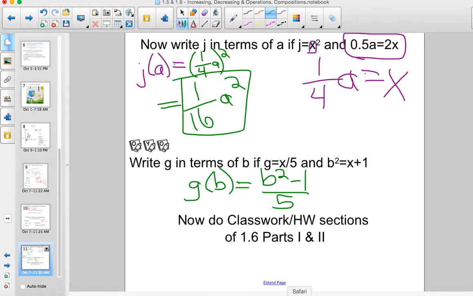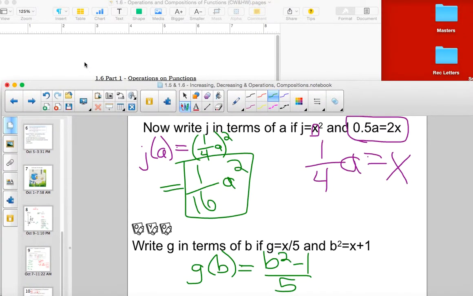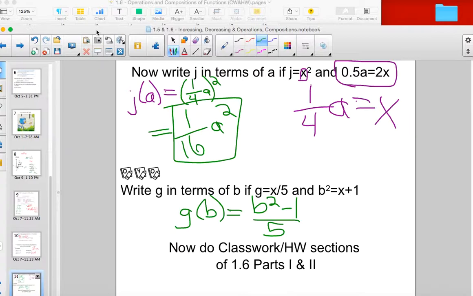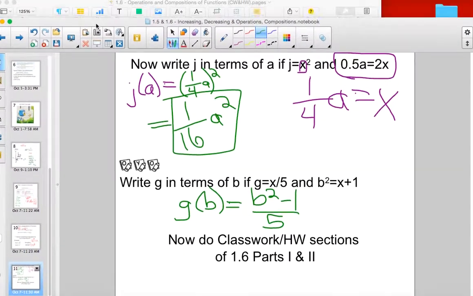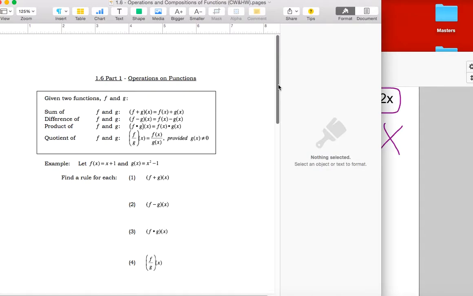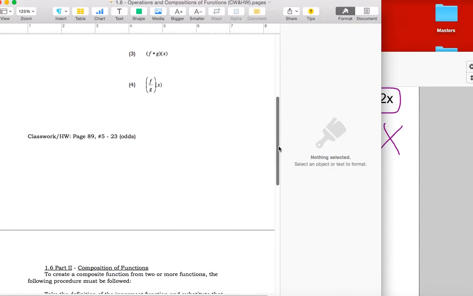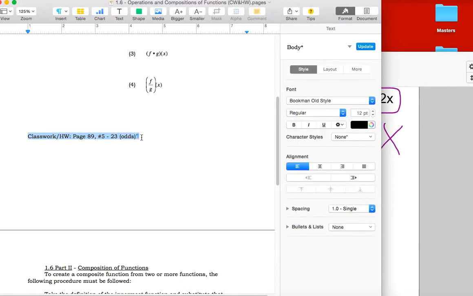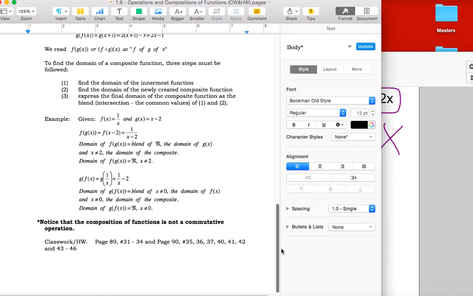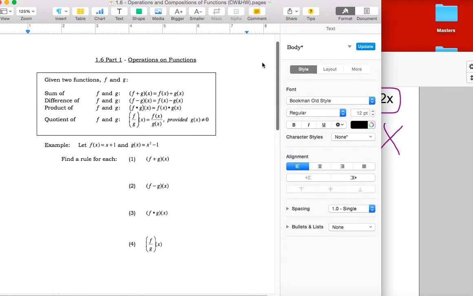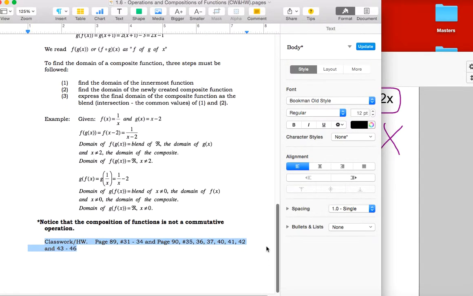So what I want you to do now is with that worksheet that I had out, all you're going to do is the classwork and homework sections on 1.6 parts 1 and 2. Right, so 1.6 parts 1 and 2. There's the first part. Make sure you don't overlook that one. 89, 5 through 23 odds. And then, this is kind of the same notes that I did. You can certainly look through them, though, if you're a little bit unsure. And then do this. So you have two parts, one on each page. One's dealing with operations. One's dealing with compositions. And I believe that's it. But certainly check Schoology to make sure that that is it. Okay, thanks.